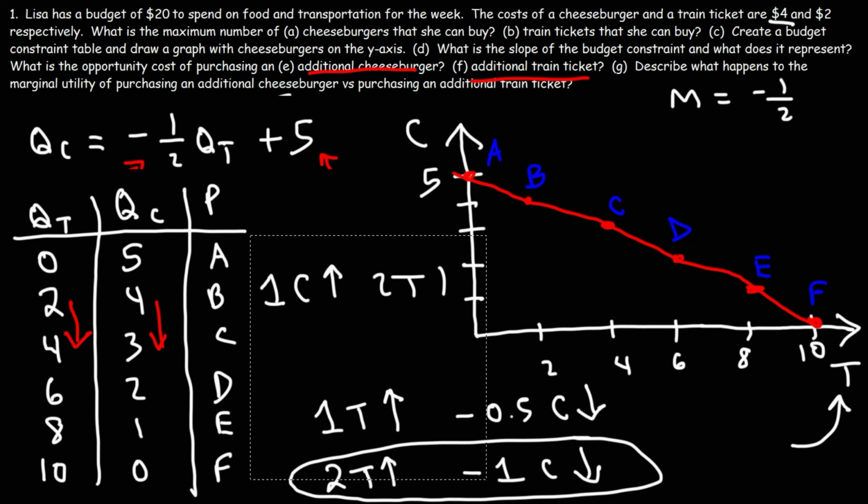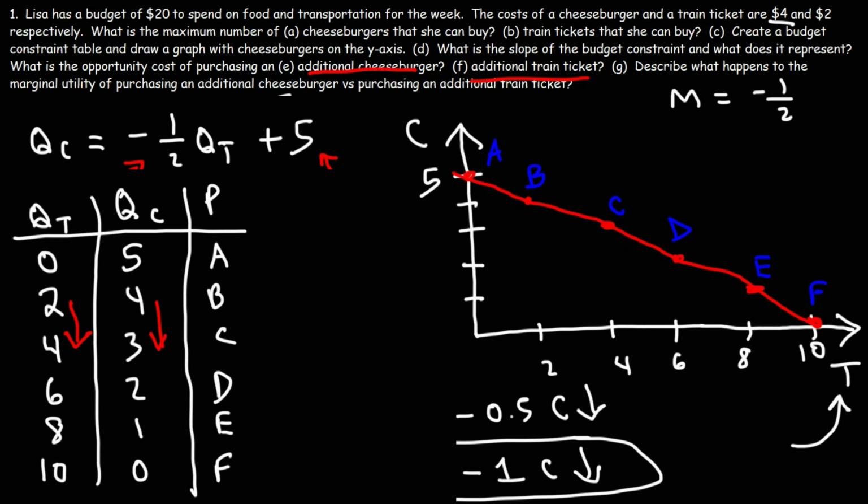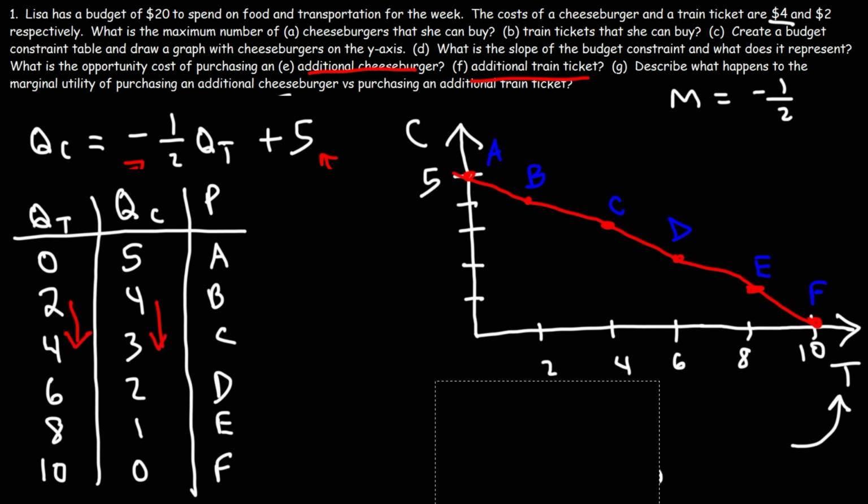Now let's move on to part G. Describe what happens to the marginal utility of purchasing an additional cheeseburger versus purchasing an additional train ticket. So let's start with purchasing an additional cheeseburger. Would you say the marginal utility goes up or down? Well, the answer is that it goes down. As the number of cheeseburgers that you purchase increases, the marginal utility will decrease.